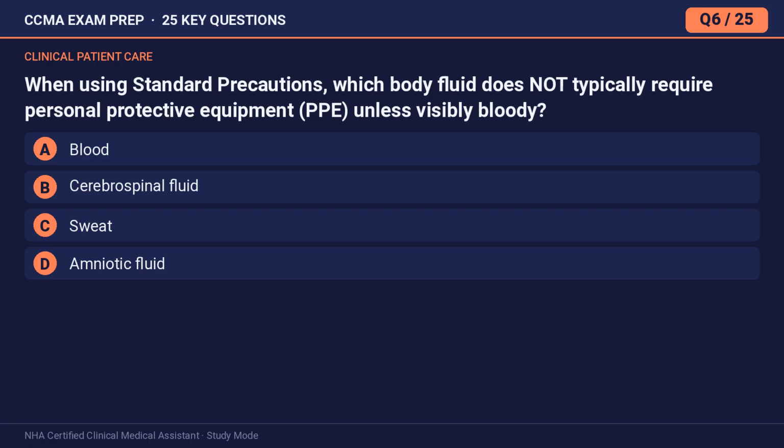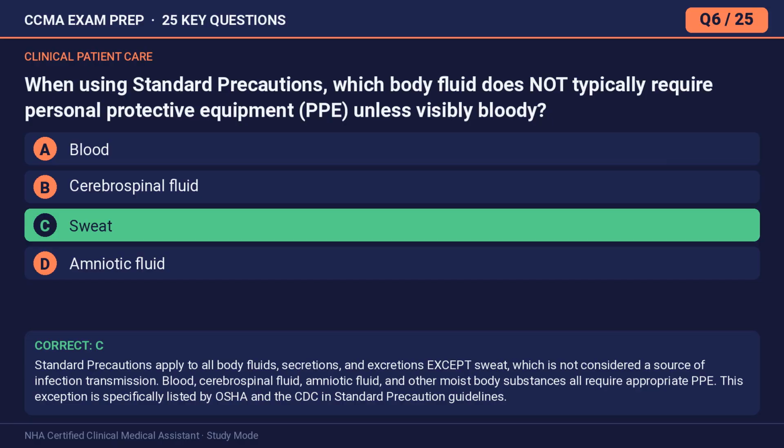The correct answer is C. The CDC recommends scrubbing all surfaces of the hands with soap and water for at least 20 seconds, roughly the time it takes to hum "Happy Birthday" twice. 10 seconds is insufficient to mechanically remove transient microorganisms. Alcohol-based hand rubs are preferred when hands are not visibly soiled, but soap and water is required after caring for patients with C. difficile.